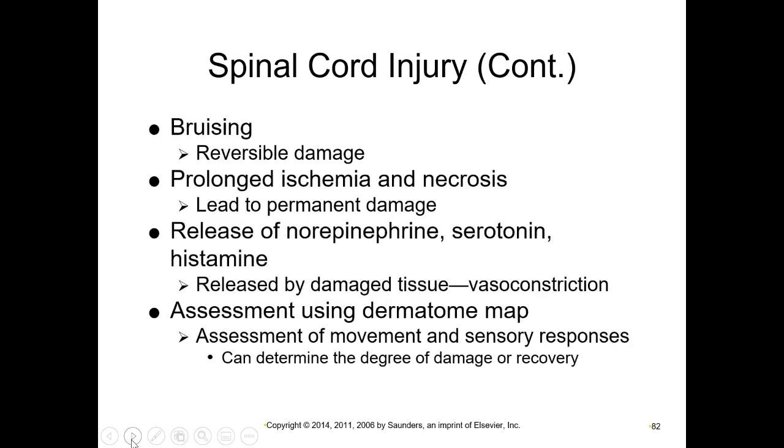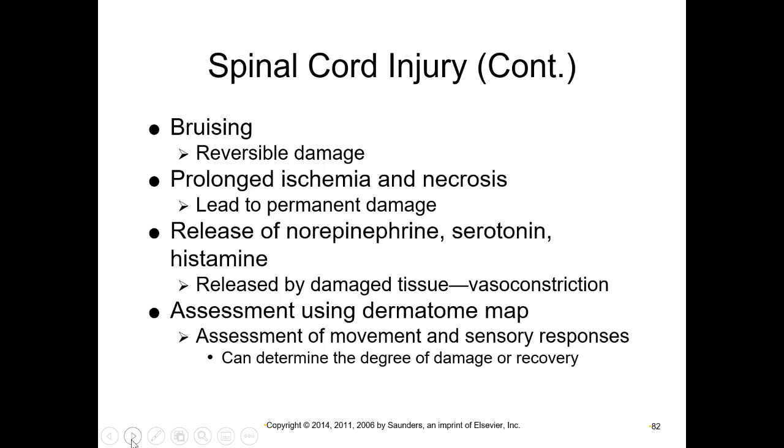Bruising is a reversible damage that can occur. Prolonged ischemia and necrosis would lead to permanent damage. You can see that damaged tissue is going to release norepinephrine, serotonin, histamine. Vasoconstriction is going to occur.